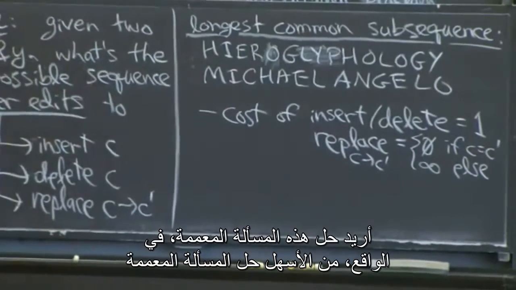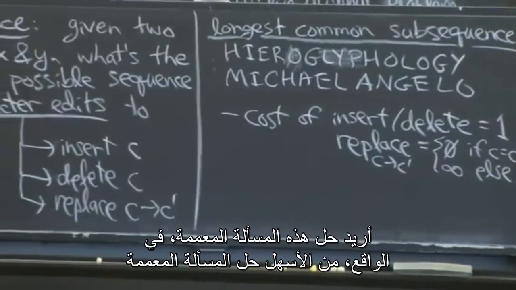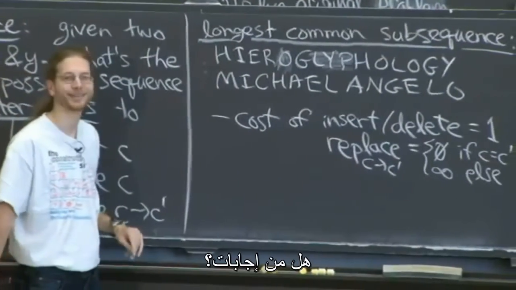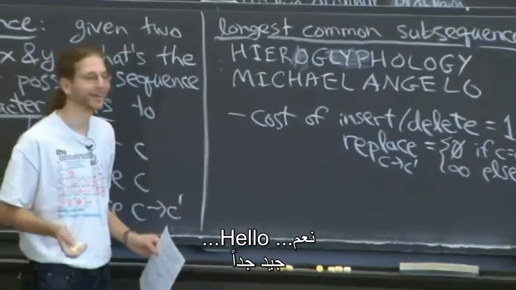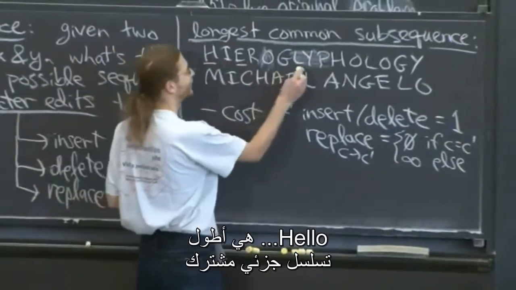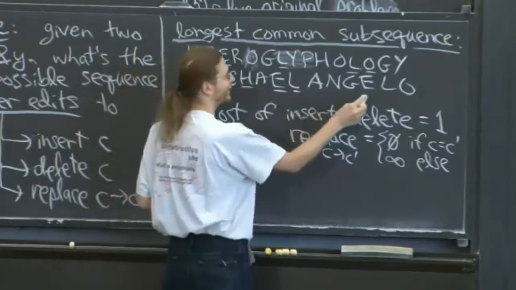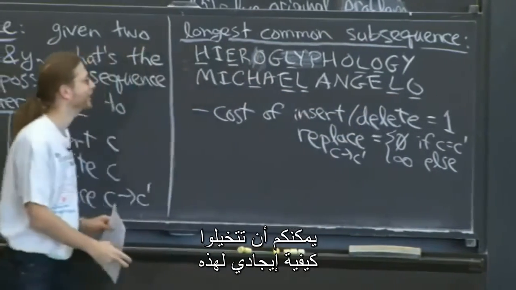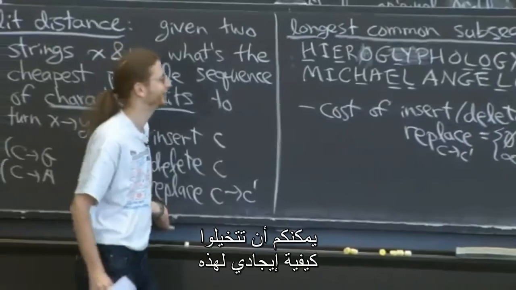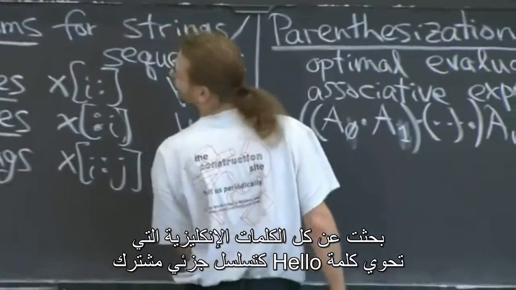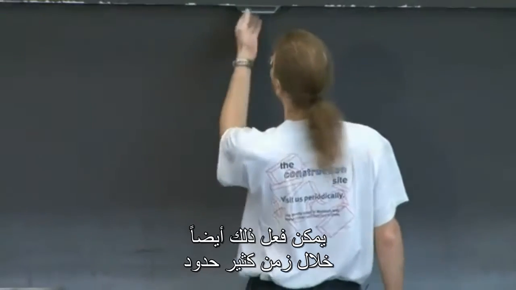I want to solve this more general problem. It's actually easier to solve the more general problem. But in particular, you can use it to solve this tricky problem. Any answers? Yeah. Hello. Very good. Hello is the longest common subsequence. You can imagine how I found that: searching for all English words that have hello as a subsequence. That can also be done in polynomial time.